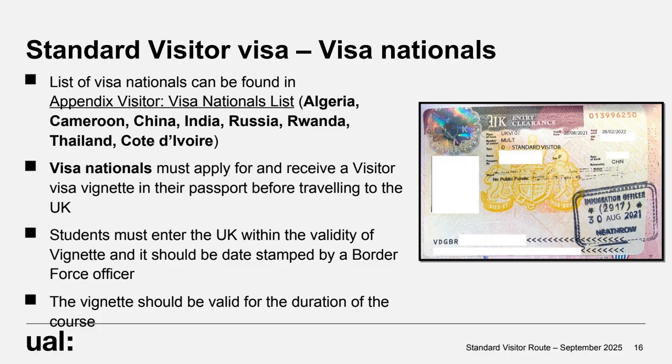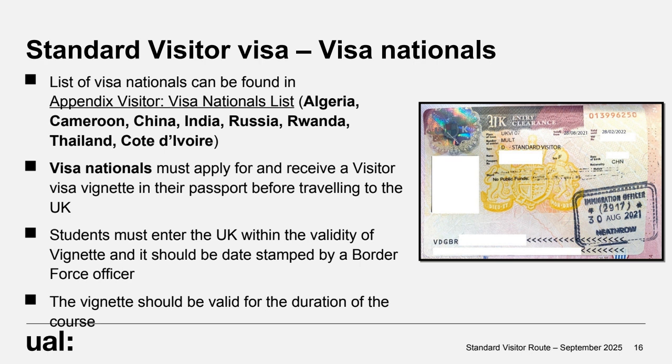So a standard visitor visa, there's 3 types of standard visitors, and our first type of standard visitor is our visa nationals. These are people from countries such as China, India, Russia, Algeria, etc. These nationals must apply for a standard visitor visa, and you'll receive a sticker which looks like this in your passport.